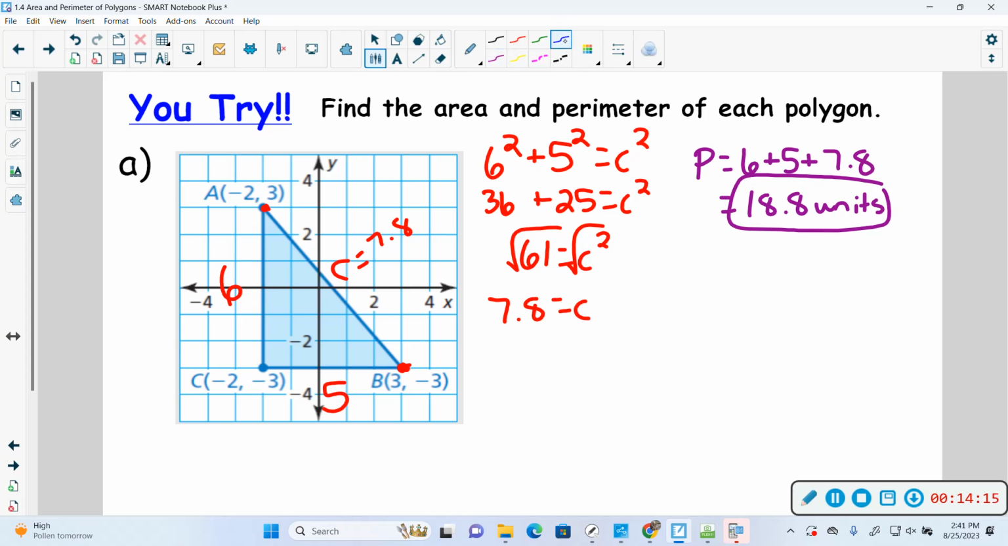Got it? Now, oh God, we're still going. It wants the area, but I think we have all the calculations to do our area. So area, remember, is base times height over 2. Well, what's the base of the triangle? 5. What's the height of the triangle? 6. So I have 30 over 2. We don't need a calculator for 30 over 2. Units squared.